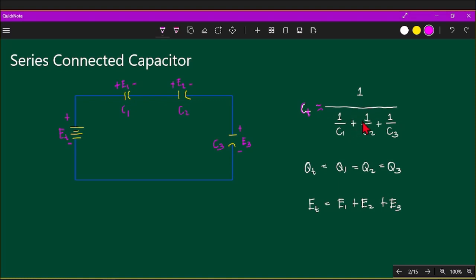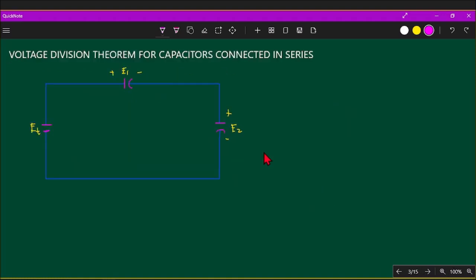So basically this is similar to resistors connected in parallel. For this circuit, or for these series connected capacitors, the charge is equal throughout the circuit. Meaning the charge flowing on C1, C2, and C3 are equal. Then the sum of the voltage drops is equal to the voltage source or the total voltage. Okay, then we will go to voltage division for capacitors connected in series.